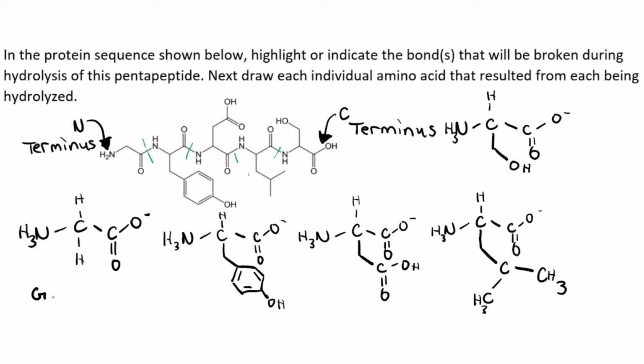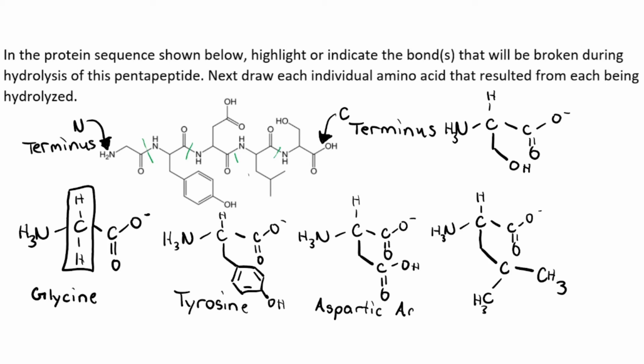is glycine. And I know this because the R group has the 2 hydrogens. This next amino acid is tyrosine. This amino acid is aspartic acid. And then this next one is leucine. And this last one is serine.